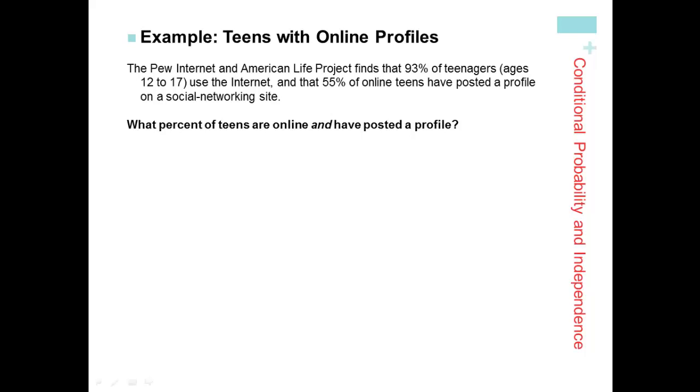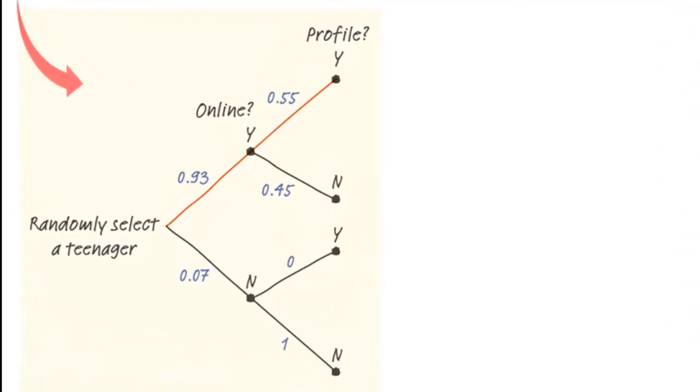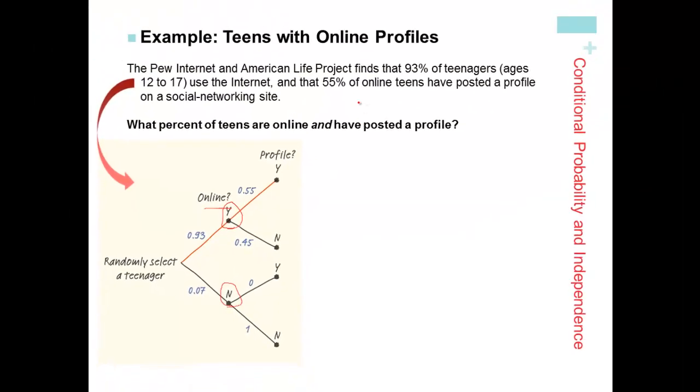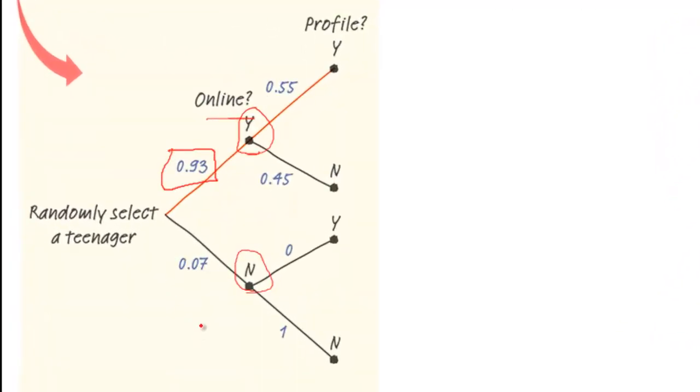First, I would want to go ahead and set up a tree diagram. And here's what the tree diagram would look like. Notice my first event this time is whether the teenager is online or not. So yes, the teenager is online, or no, the teenager is not online. You were given that 93% of teenagers are online, hence this being 0.93. The probability then that this teen would not be online is 0.07, or 7%. These two numbers along these two branches must add up to 1.